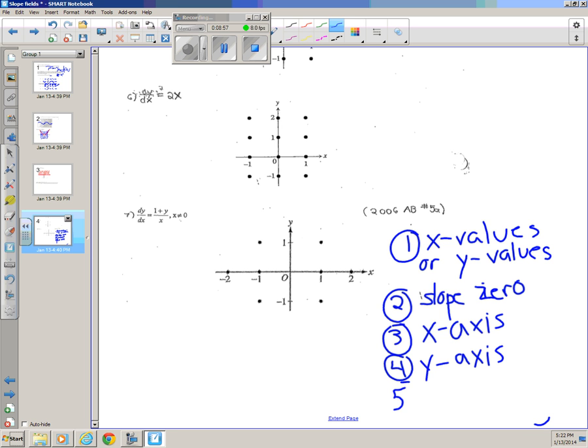Also, last tip, look at where the slopes are positive and look at where they're negative, right? So if we had something like dy dx equals x over y, the slope should be positive in quadrants 1 and 3, negative in quadrants 2 and 4, and then undefined when y is 0, and 0 when x is 0.